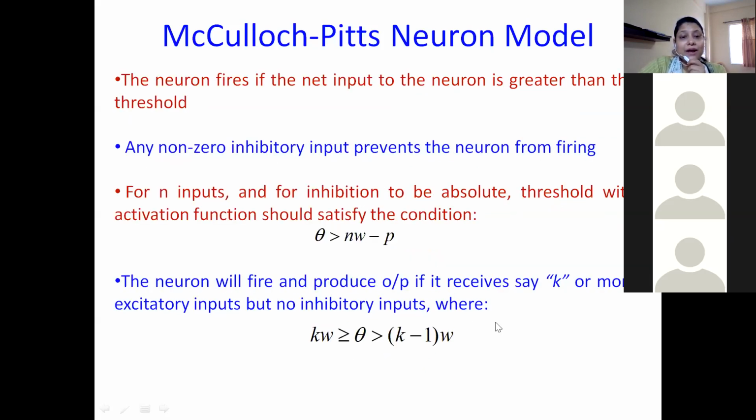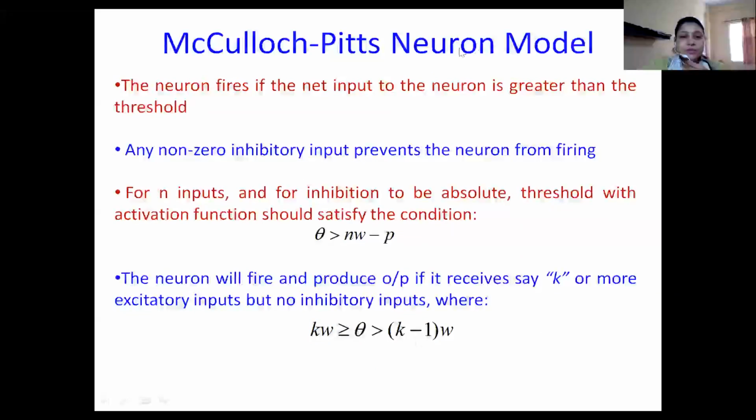And the neuron will fire and produce output if it receives, say, k or more excitatory inputs but no inhibitory inputs. That means in that particular case, kw must be greater than or equal to theta, and theta will be greater than (k minus 1) times w. So in the McCulloch-Pitts neuron model, those are the conditions to fire a particular output neuron.